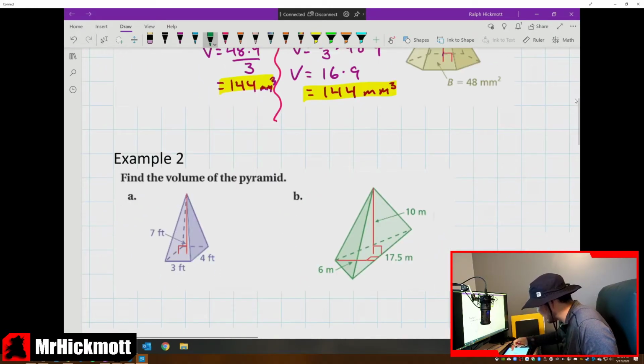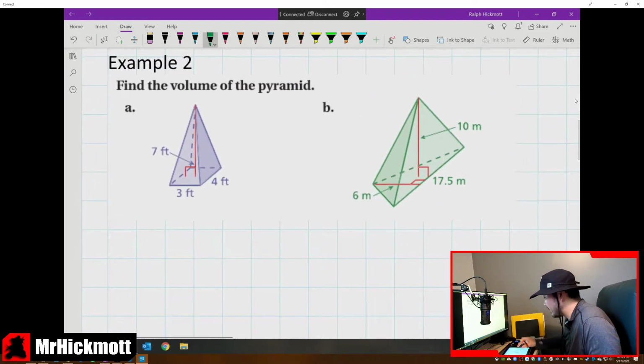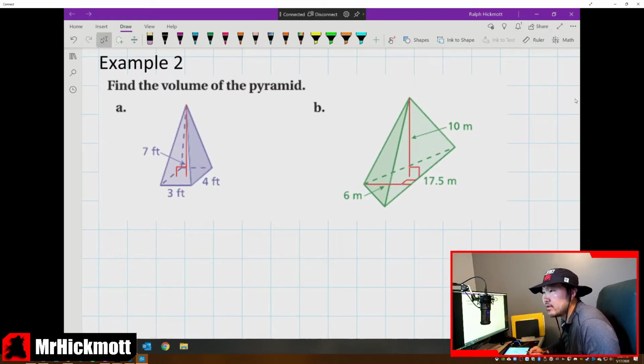All right, let's check this out. So example 2 is when we get into kind of the heart of the lesson. This is where you've got to put everything together. So in the first example, A, you can see that we're dealing with a pyramid with a rectangular base.